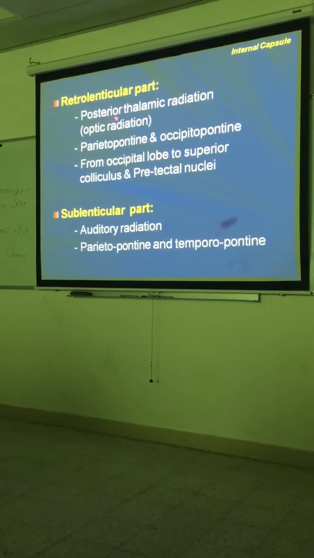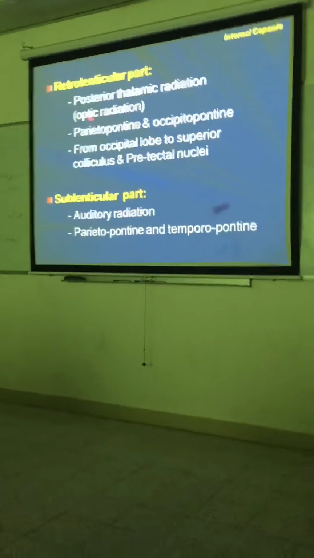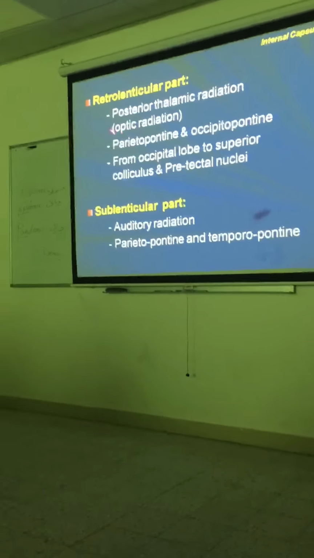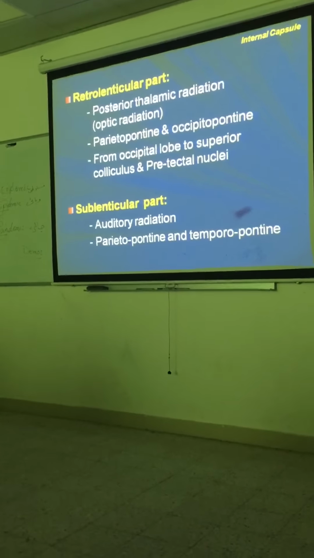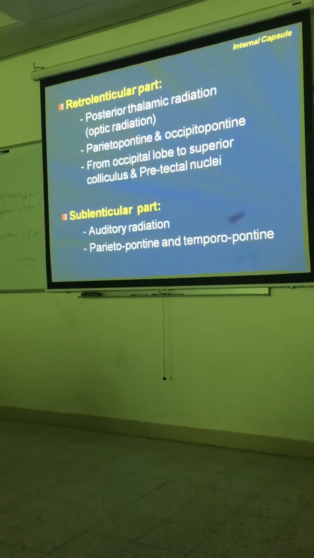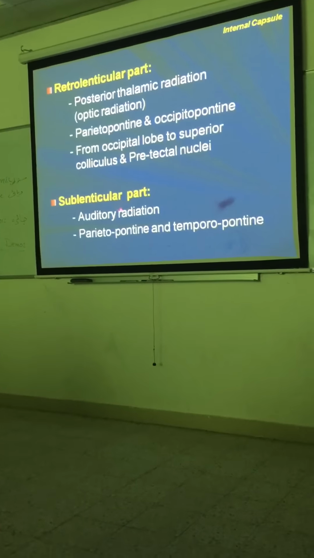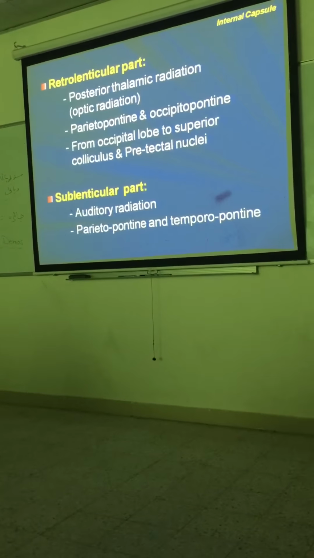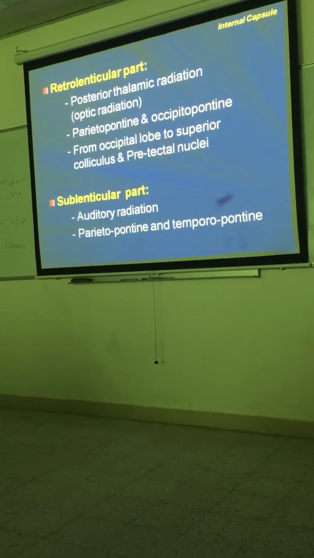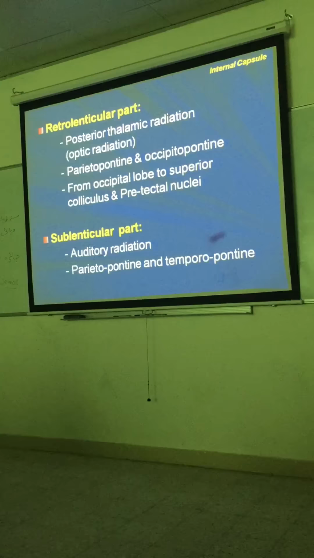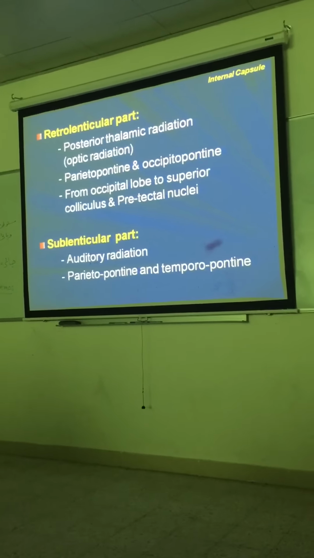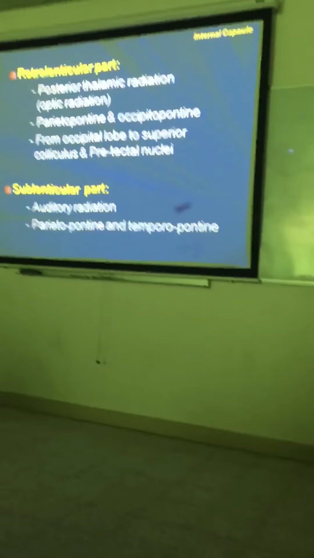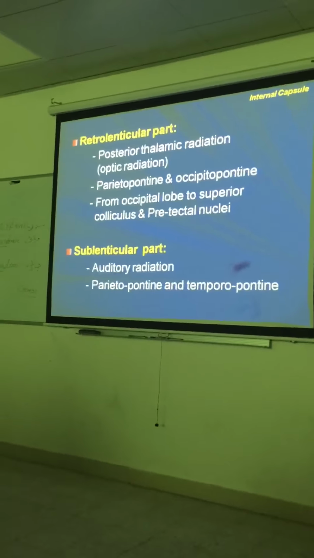Retrolenticular: posterior thalamic fibers or optic radiation. So if there is a hemorrhage in the retrolenticular part, the vision will be affected. Similarly, sublenticular part: auditory radiation. If there is bleeding or damage in this area, hearing will be affected or lost. These are the five. Please remember one important fiber from each one of them. That's now the last part.